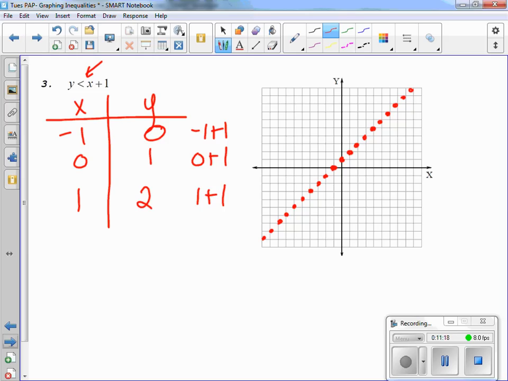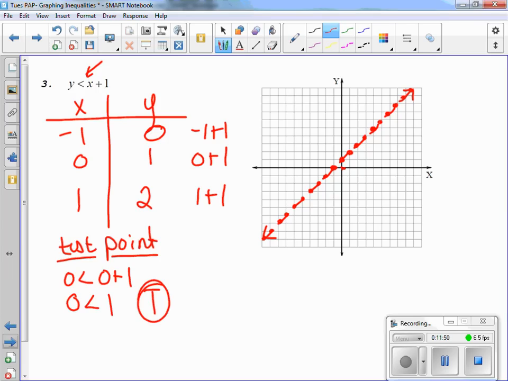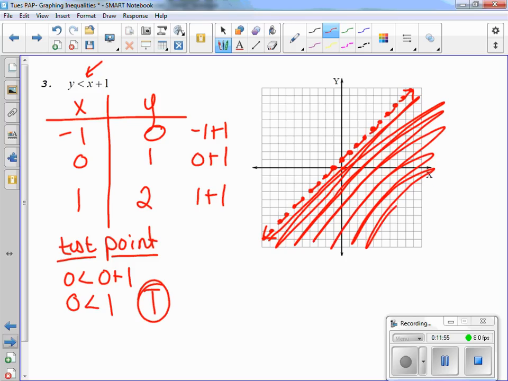This tells us that our line should be dashed. And I usually do that just by connecting every other one. It's easier than erasing. And so this is my line. Here's 0, 0. So I'm going to use that as my test point since my line does not fall on it. And that's going to be 0 is less than 0 plus 1. 0 is less than 1. Is that true? Yes, it is. So because it's true, I'm shading where I see that 0. So that would be under here.